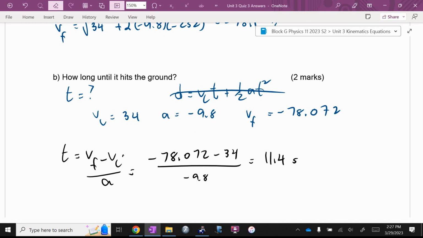If you solve that using d equals VIT plus a half AT squared and the quadratic formula, and you got 11.4 seconds, I would absolutely give you 2 out of 2.